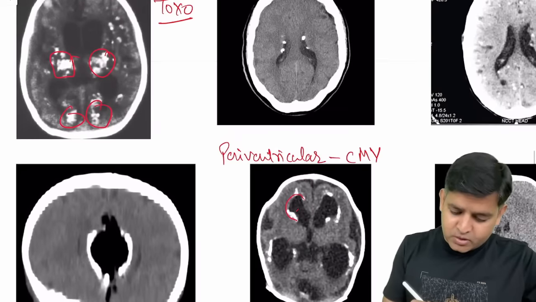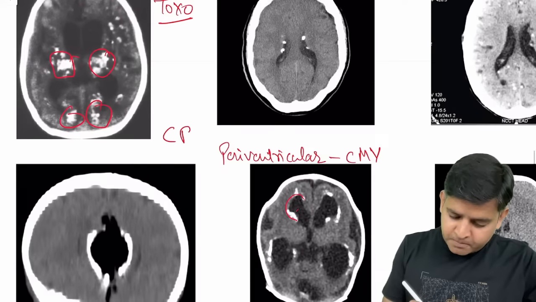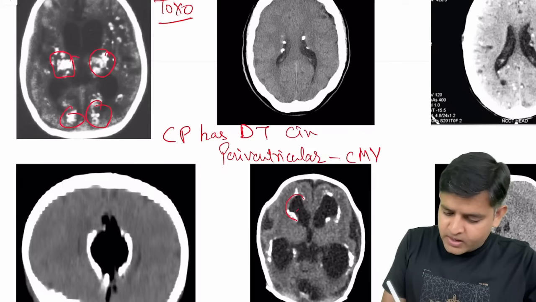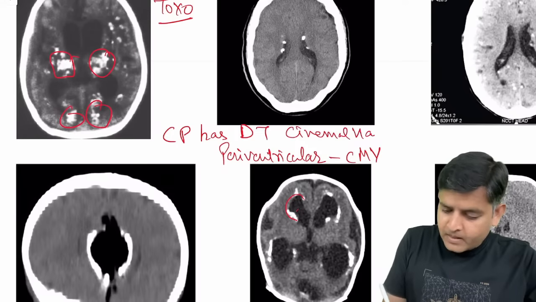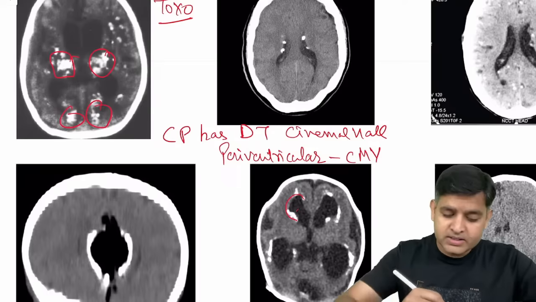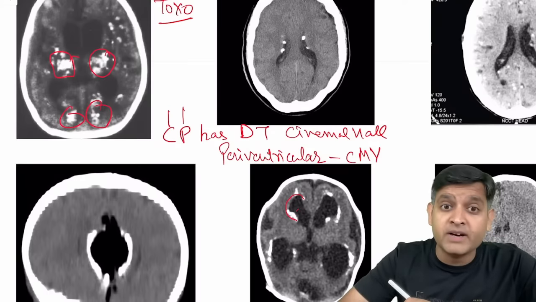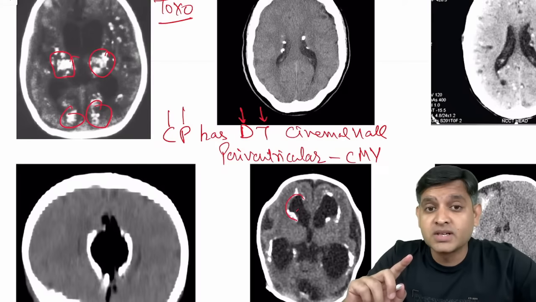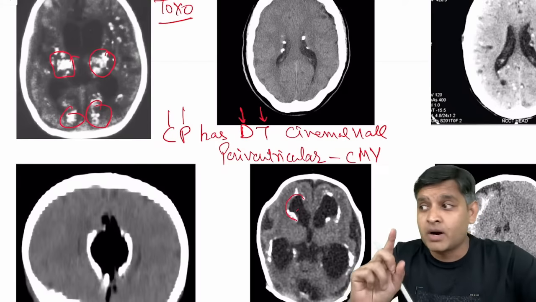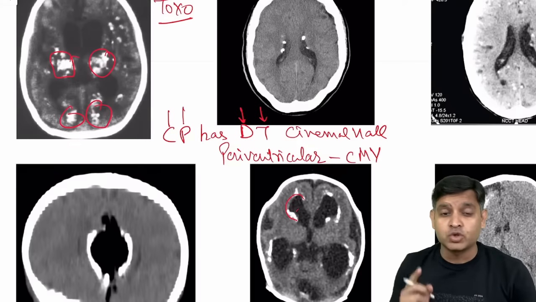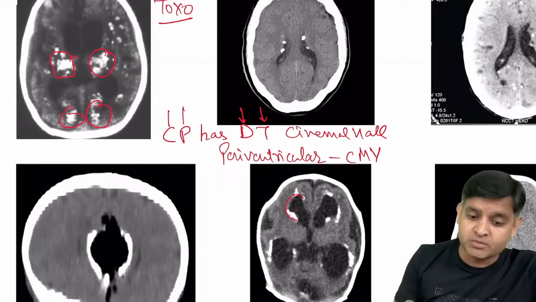Yaad karo, main Delhi mein rehta hun. Connaught Place has DT Cinema Hall. C for CMV, P for periventricular, D for diffuse, and T for toxoplasmosis.